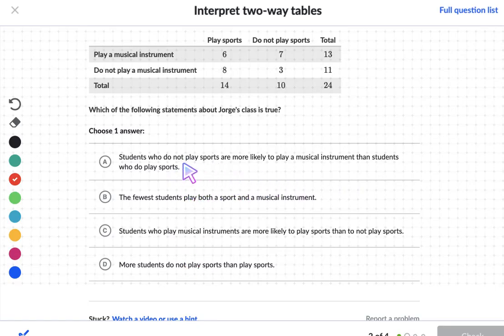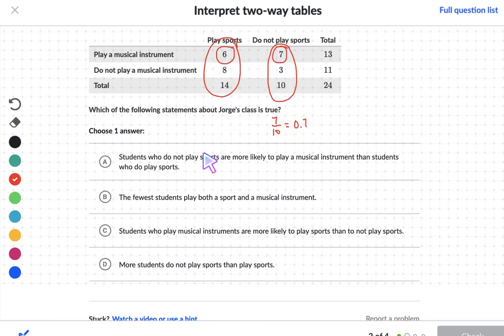We're going to go statement by statement. First statement. Students who do not play sports, so we're just looking at these guys here, are more likely to play a musical instrument than students who do play sports. Okay, we do have to do some calculations. Students who do not play sports but play a musical instrument, that's 7 out of 10. When I divide that, I get 0.7. So we're really comparing 0.7. We're not comparing 7 to 6.